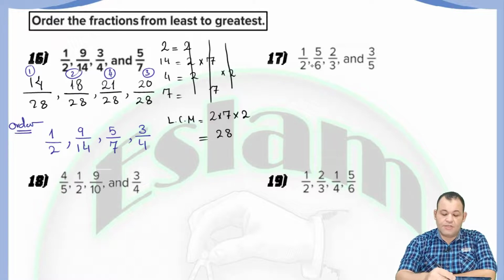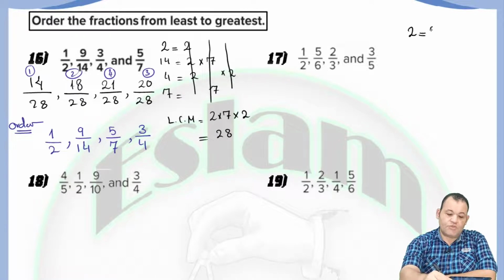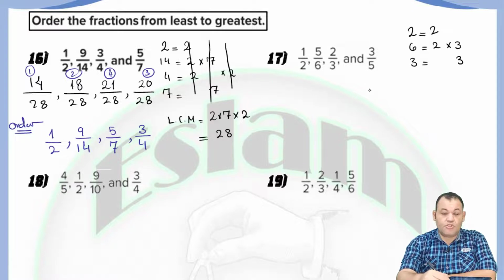Again, for number 17, we have 1 over 2, 5 over 6, 2 over 3, and 3 over 5. If you need to arrange all of them, just look at the denominators and make all of them equal denominators. We know that 2 is a prime number, so 2 equals 2. And the 6 equals 2 multiplied by 3. And 3 is a prime number, so 3 equals 3. Just write the prime factors for each number. And the 5 is a prime number, so I just write 5.